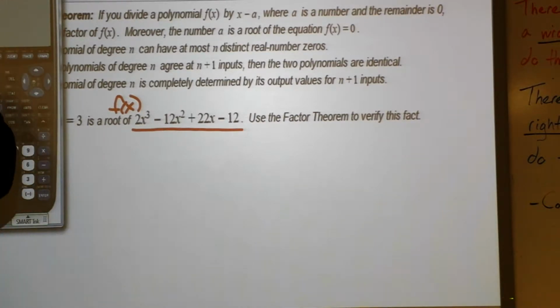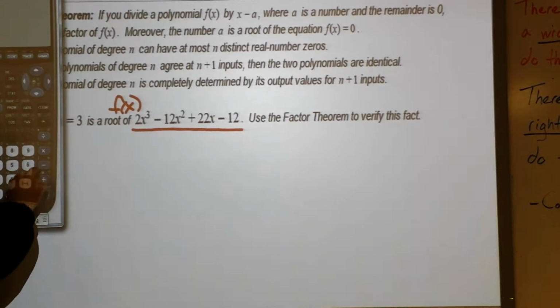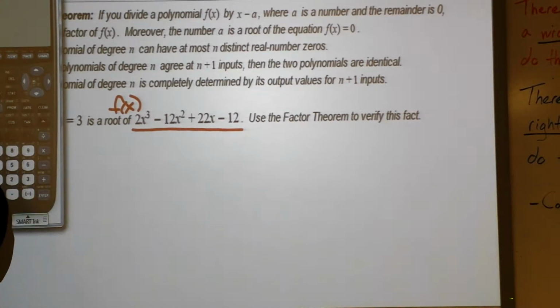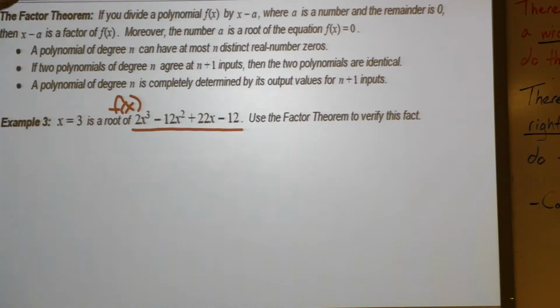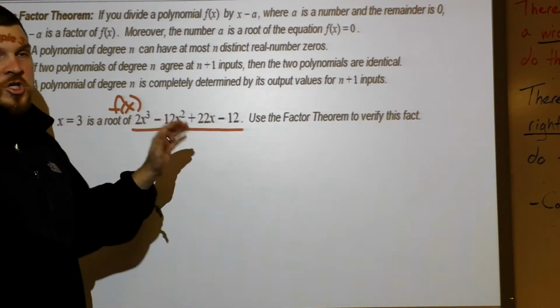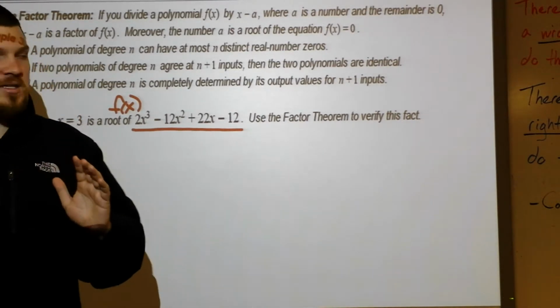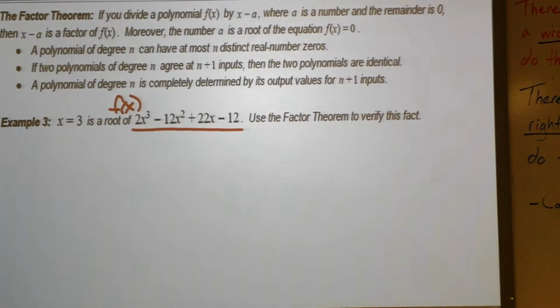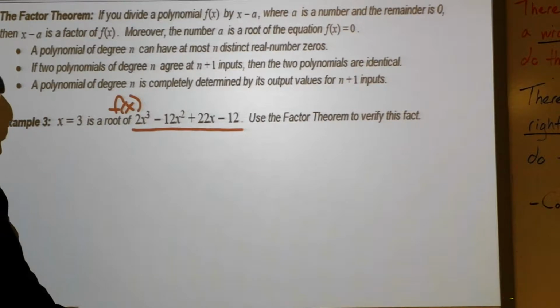Okay? So I'm going to go to y equals and just type it in: 2x cubed minus 12x squared plus 22x minus 12. And when I graph that, since I know that x equals 3 is a root, that means this graph should pass through the x-axis at x equals 3 because root and x-intercept are synonymous.